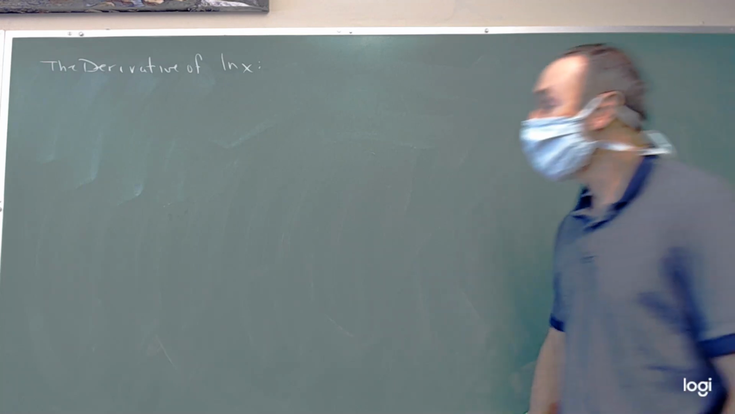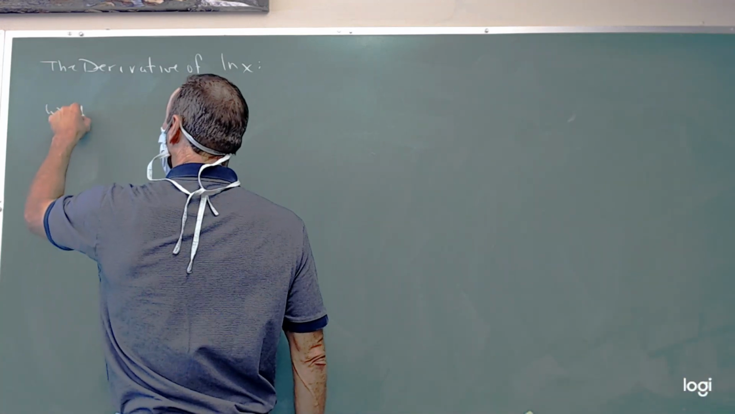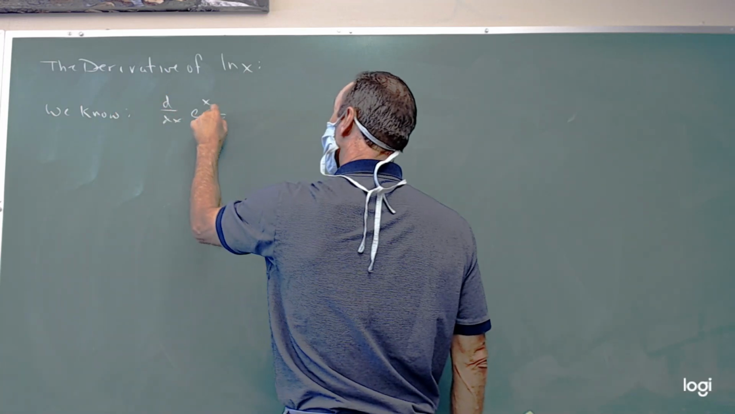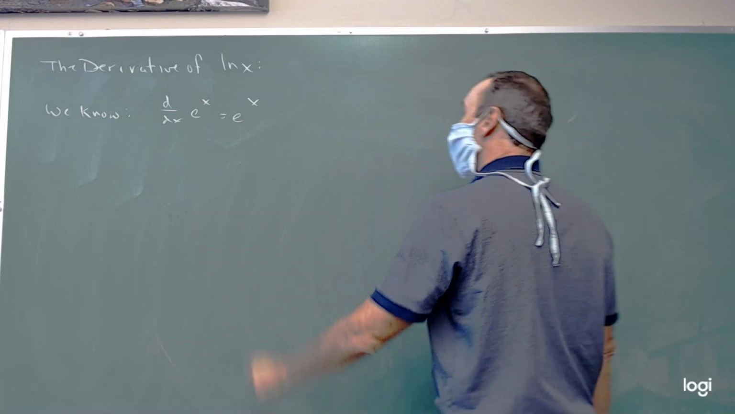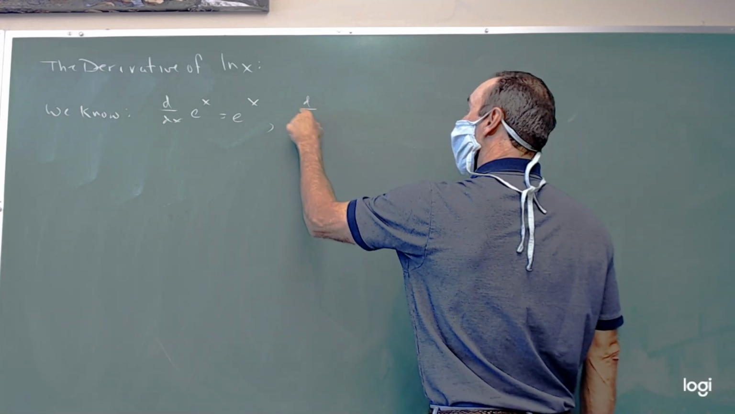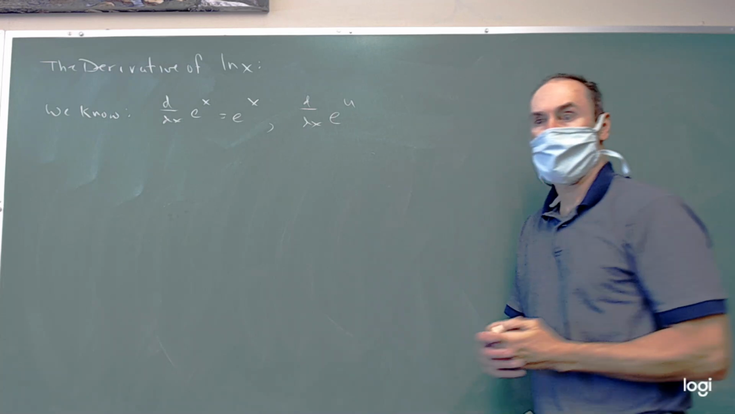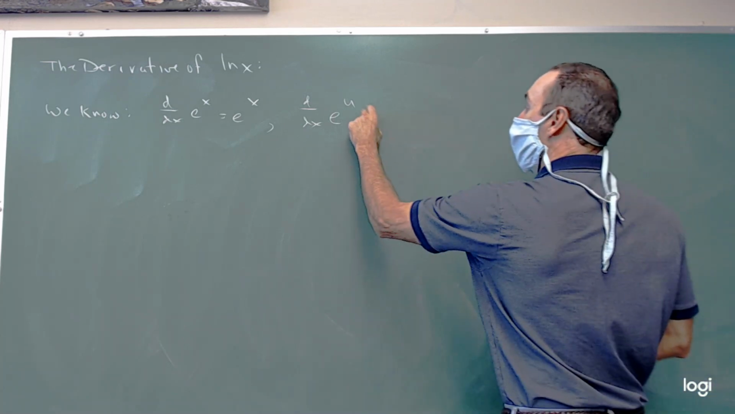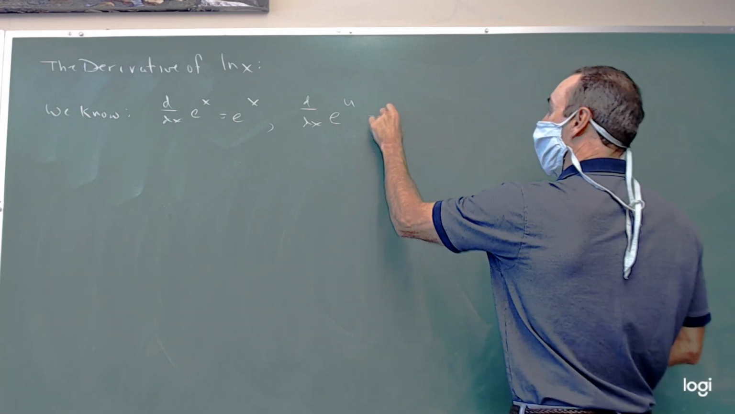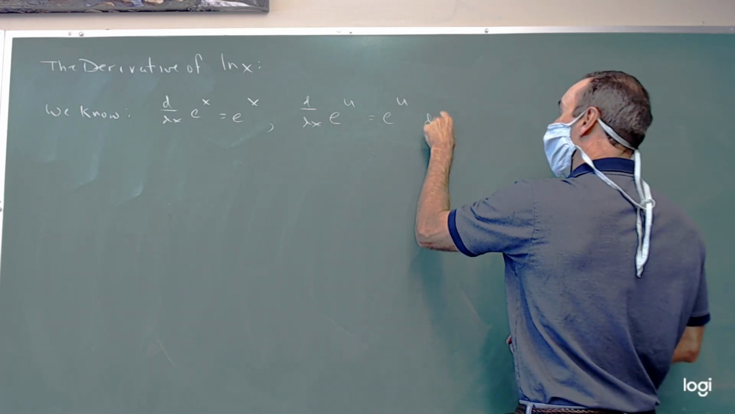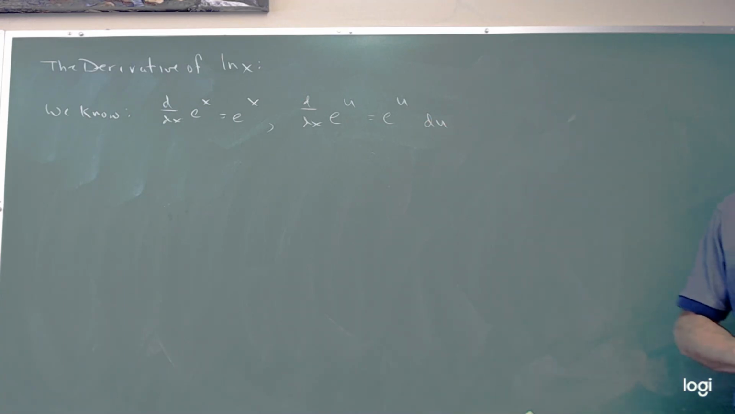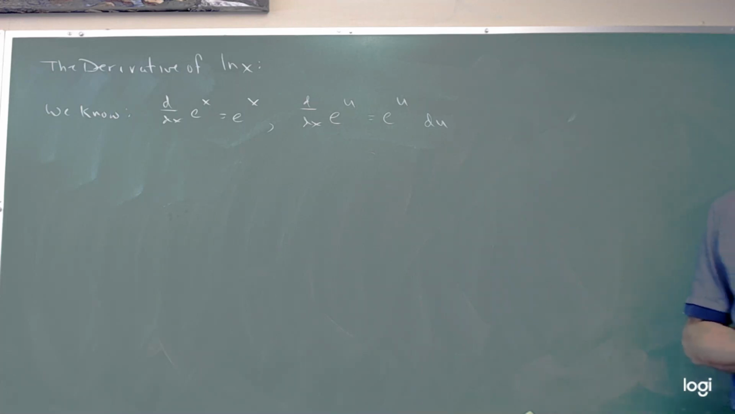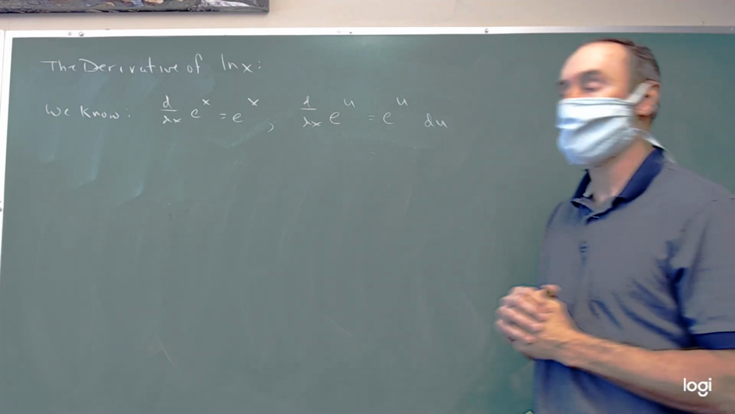Okay, so we know the derivative of e to the x is just e to the x. We also know the derivative of e to the u, where u is maybe something more complicated than x. Our chain rule, as applied to the exponential base e, is the same exponential times the derivative of the exponent. Okay, so we're going to use that fact here in kind of a weird way to figure out what the derivative of natural log x is.